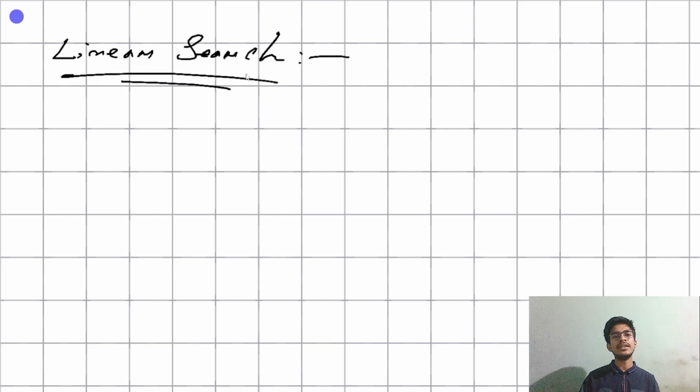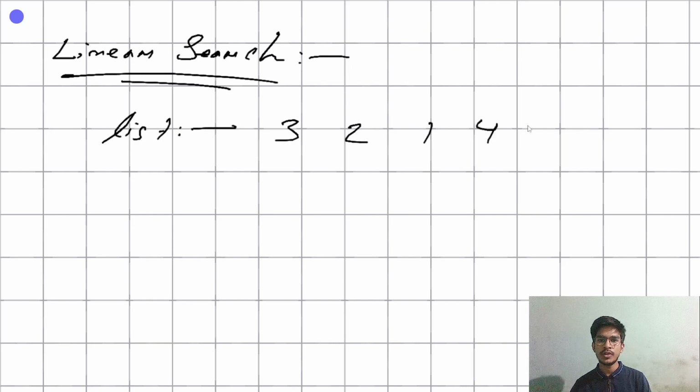Suppose we have a list of elements, like an array list: 3, 2, 1, 4, 5. This is an unordered list, and we want to search for an element in this list. Suppose we want to search for the element 4. 4 is our target element.